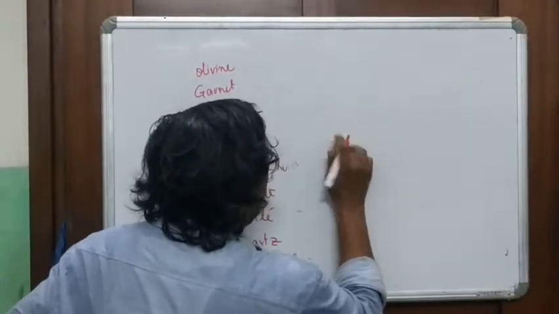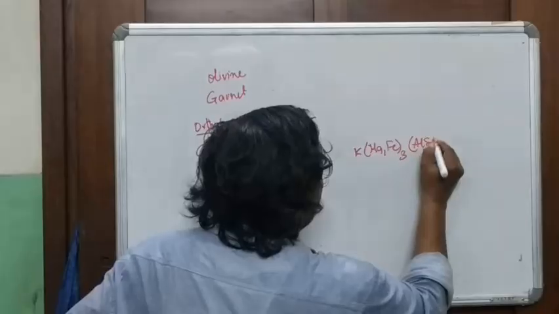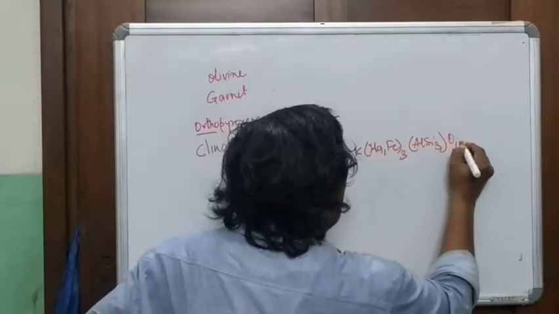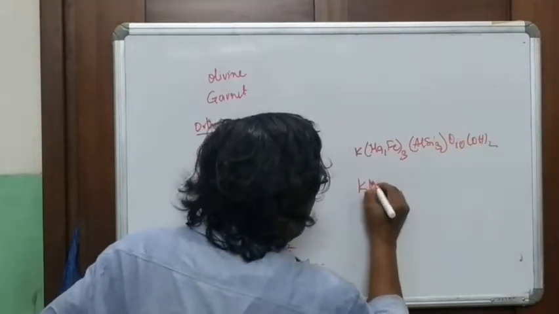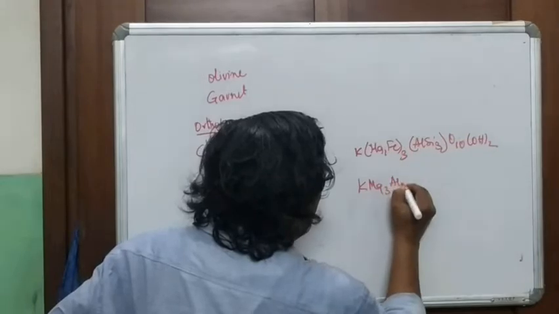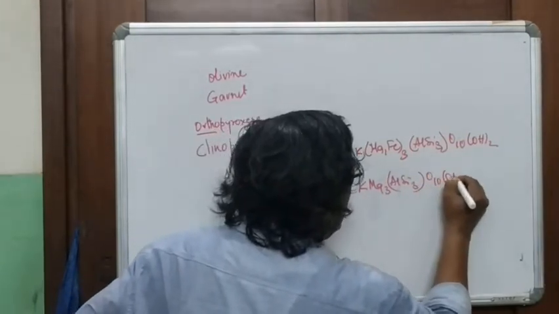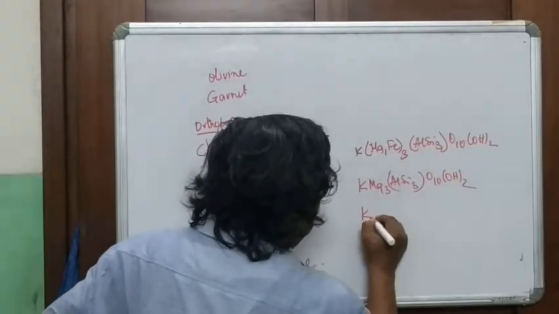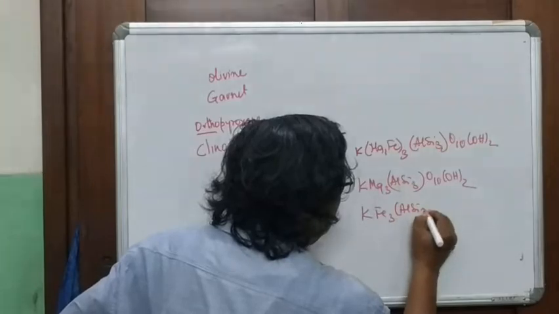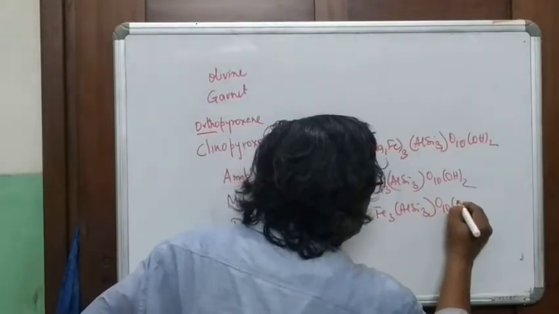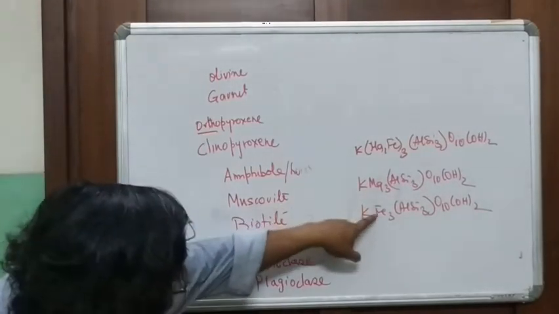So I told you the formula was K(Mg,Fe)3(AlSi3)O10(OH)2. So you can write KMg3AlSi3O10(OH)2 and KFe3AlSi3O10(OH)2. So you see, this is essentially a solid solution.